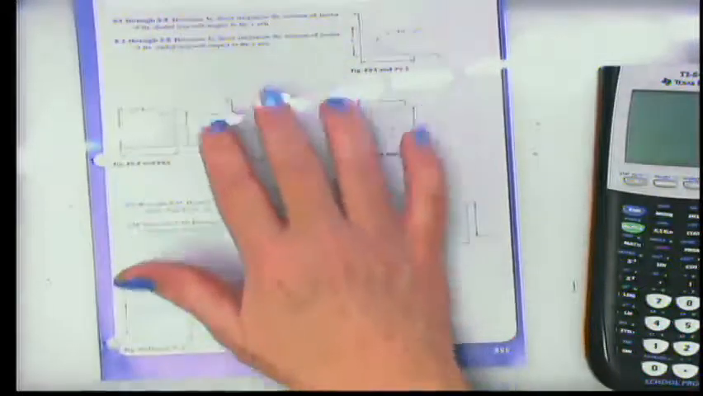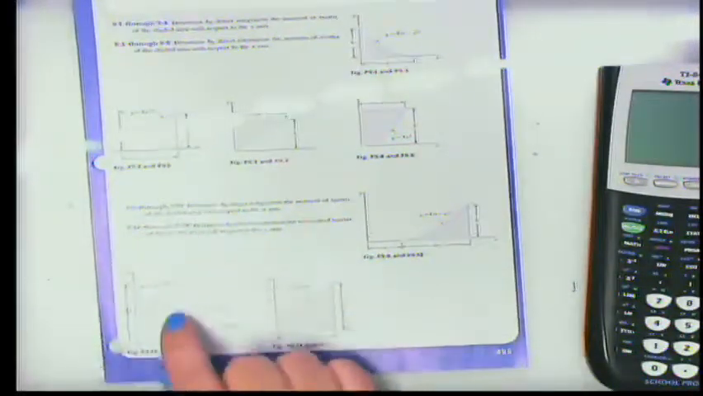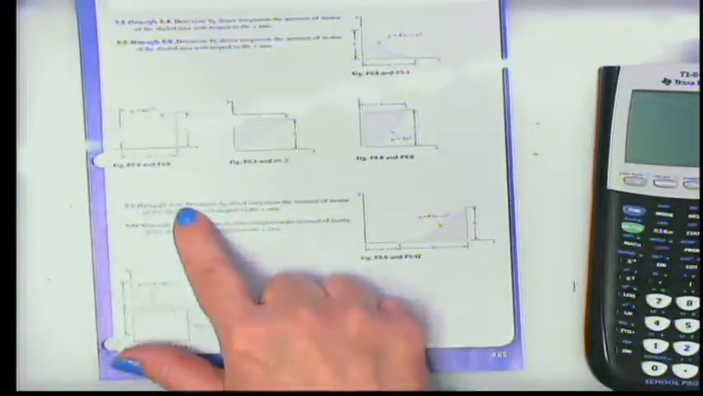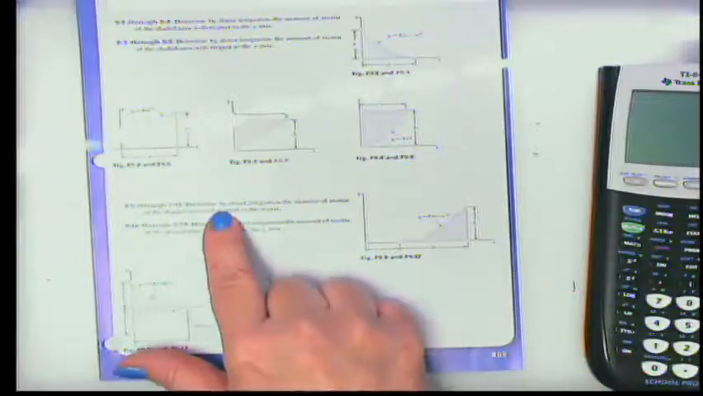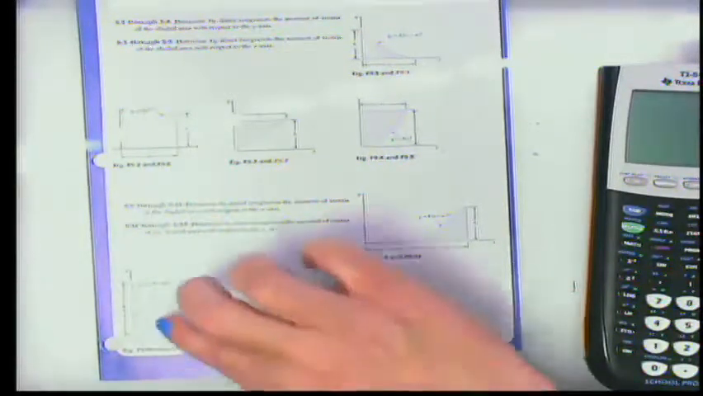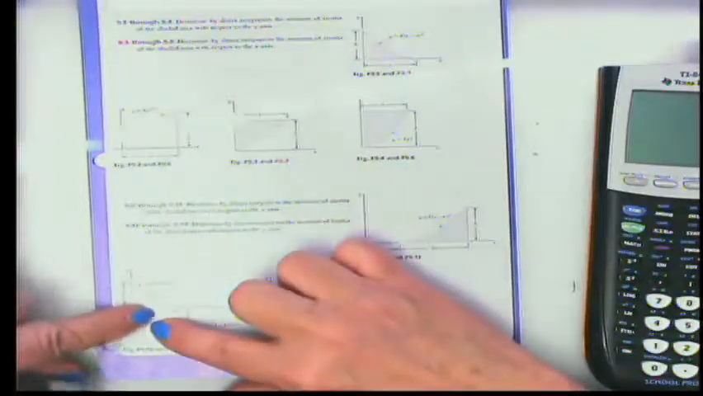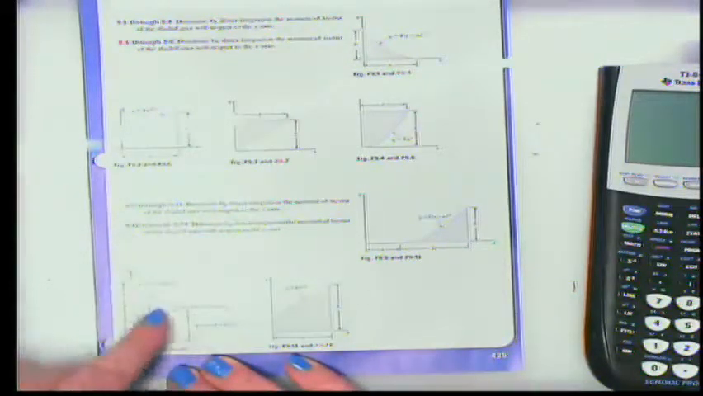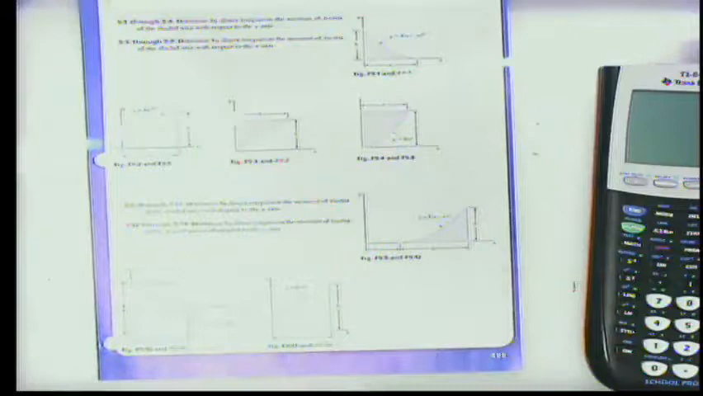Right. So if we come over here and we look at the document cam of those problems, and you're looking at 9.10 and 9.13 in this case. 9.9 asks you to determine by direct integration the moment of inertia of the shaded area with respect to the x-axis. So in other words, we're talking about an I sub x value, and then it says for 9.13, determine it with respect to the y-axis. So it would be going in the opposite direction.